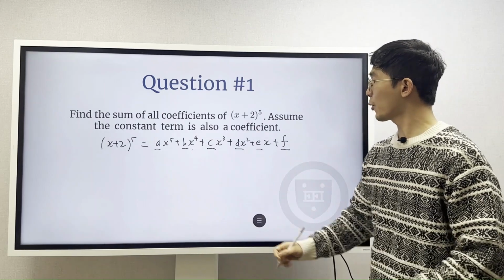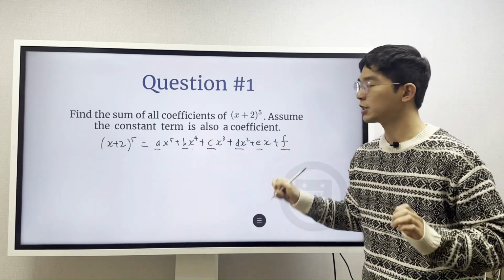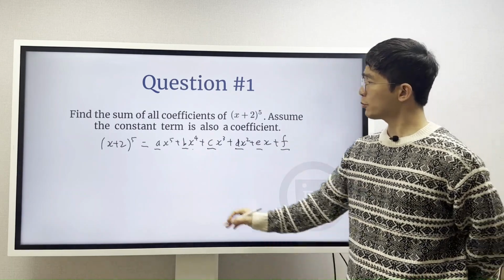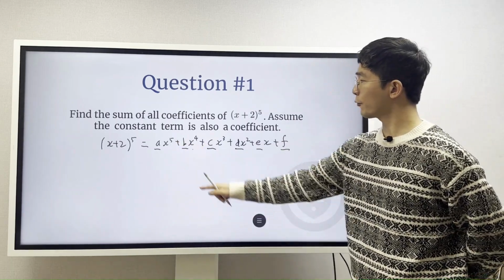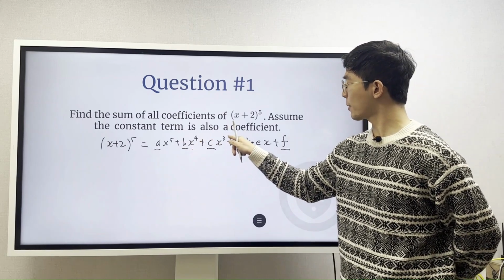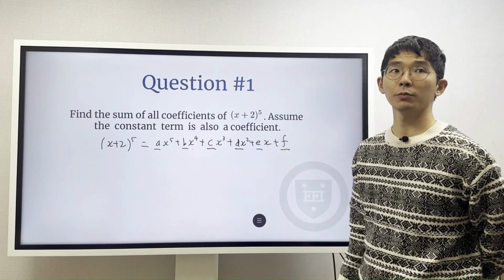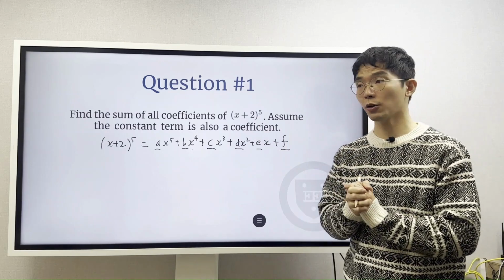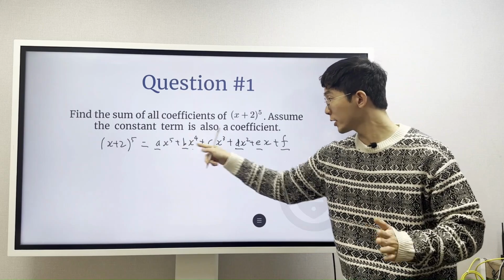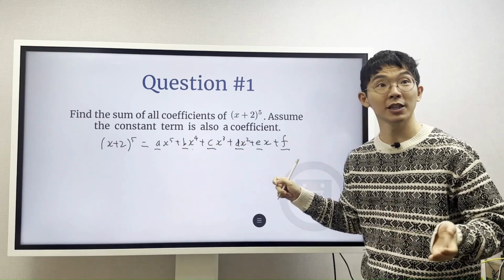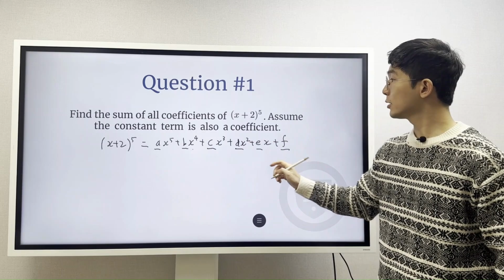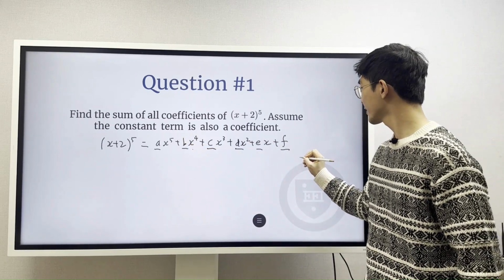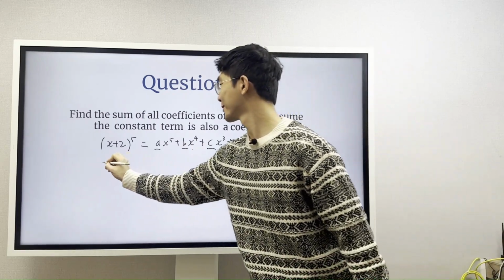So if we can figure out what the sum a plus b plus c plus d plus e plus f is, we're done. In fact, it would be so nice if x^5, x^4, x^3, x^2, and x all became 1. What's the best way to make all of them 1? If they all become 1, then we just have a plus b plus c plus d plus e plus f. The easiest way to make all these powers of x become 1 is to set x equals 1.